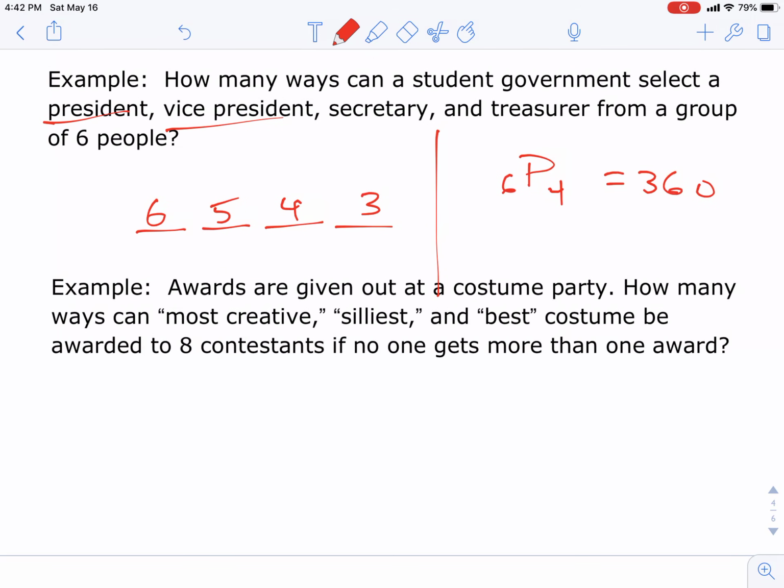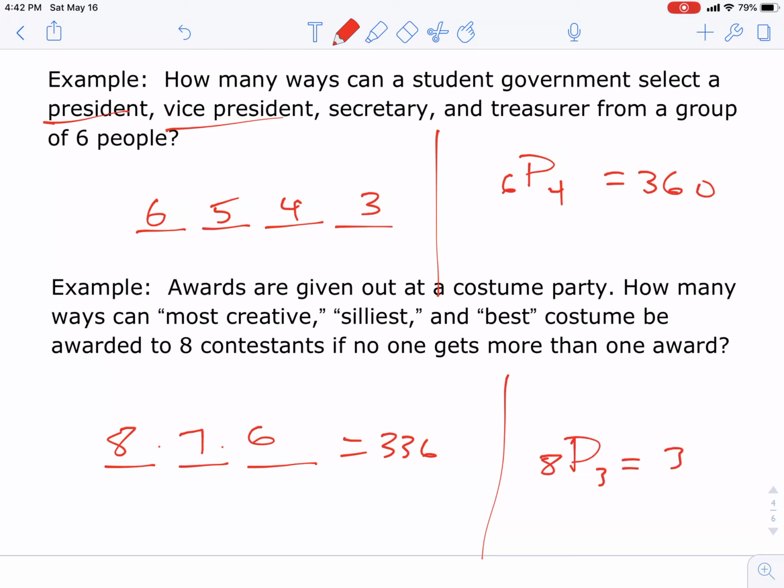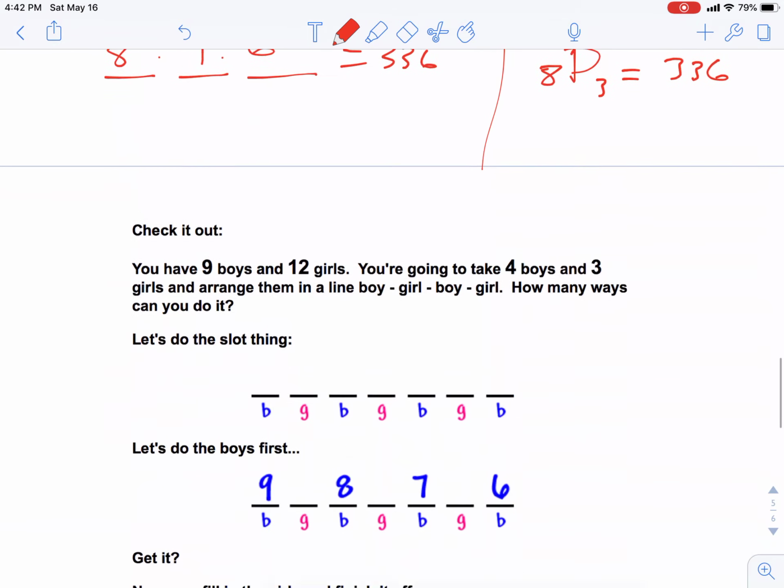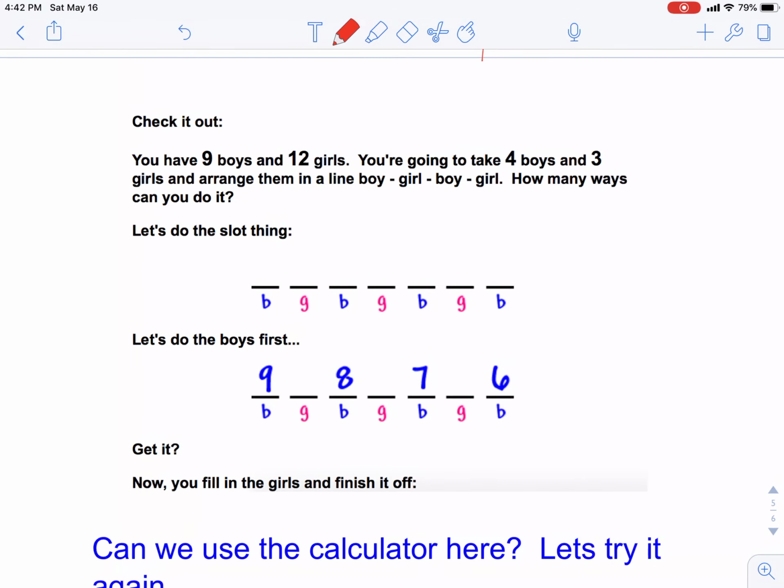Okay, awards are given out at a costume party. They have 8 contestants. They're only giving out 3 awards. Does order matter? Heck yeah. Most creative is different than silliest, right? So this would be 8 times 7 times 6, which is 336. Or the other way to look at that would be we have 8, pick 3, which is going to give you 336 in the calculator either way. Okay? If you got this last one, life's all good here.